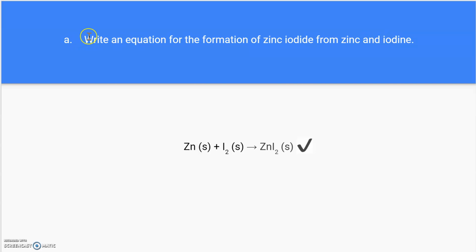Now, I want to emphasize how important this is. It is vital and crucial to write a proper equation that is balanced in order to be successful in the rest of the exercise, because molar ratios play an important part.